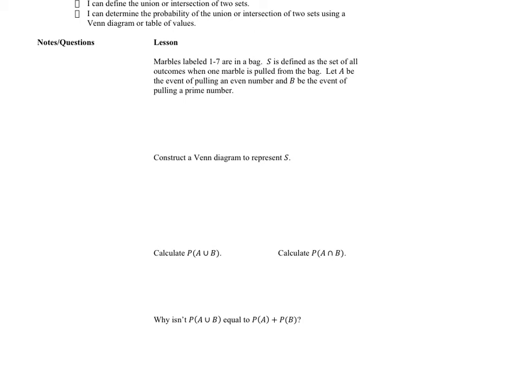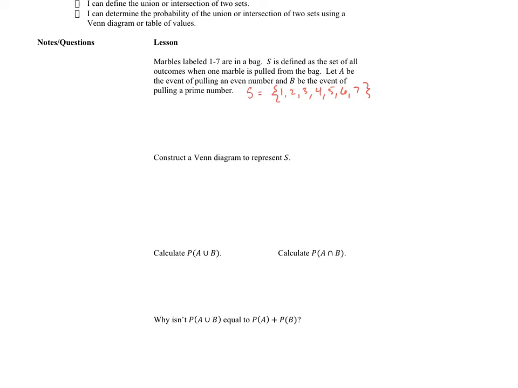So marbles labeled 1 through 7 are in a bag. S is defined as the set of all outcomes when one marble is pulled from the bag. All right, so S is just everything that could happen. So let's start by just defining S. S is going to be all my numbers 1 through 7. All right, so there's my set S.